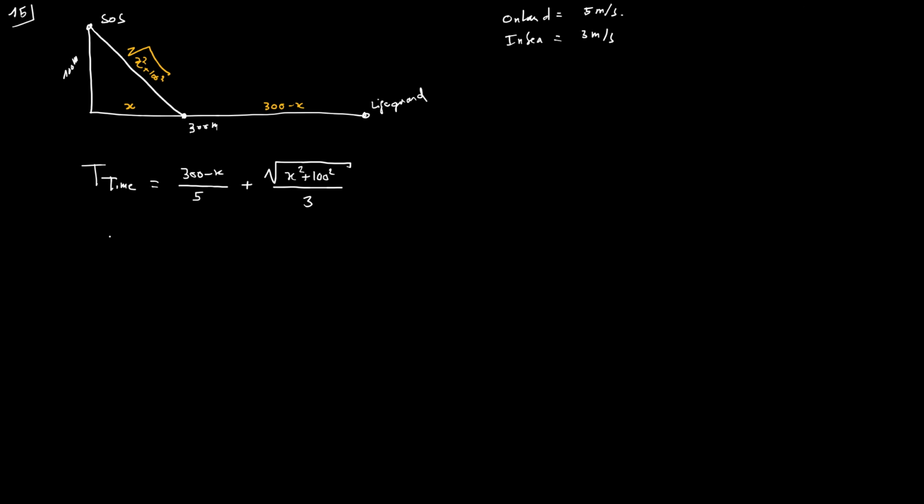So what do we do to minimize this? Again, we take the derivative and set it equal to 0. So we take the derivative of the total time and put it equal to 0. So what's going to happen over here? Well, the 300 divided by 5, which is just 60, is going to remain what it is, but minus x over 5 is going to become minus 1 over 5.